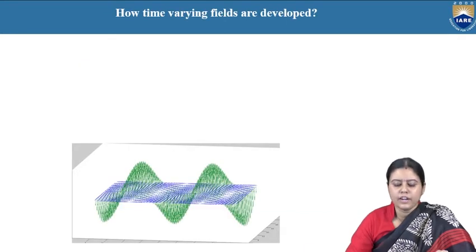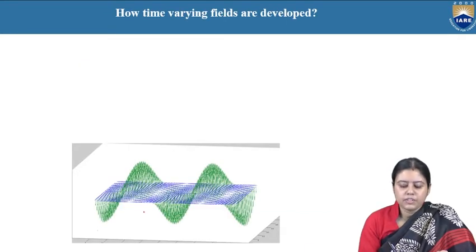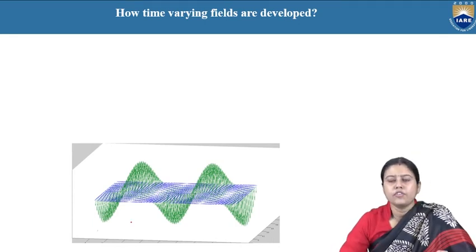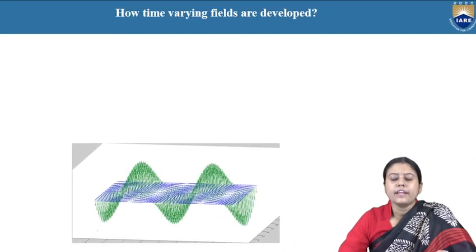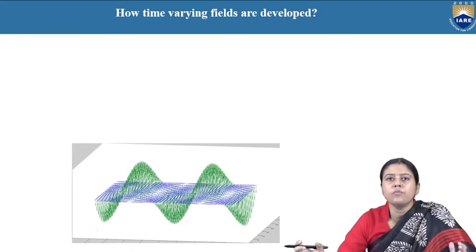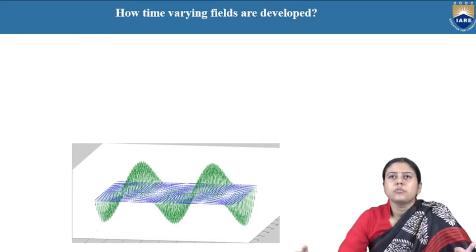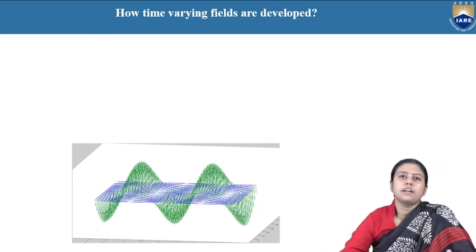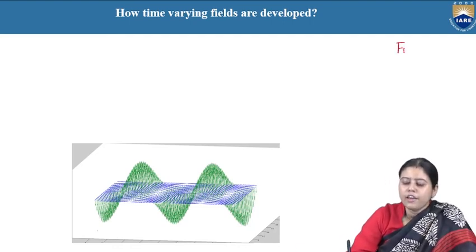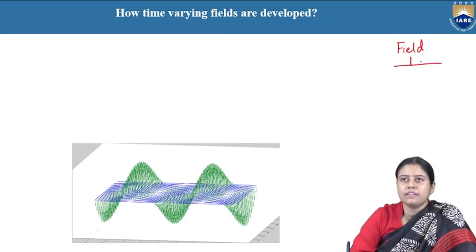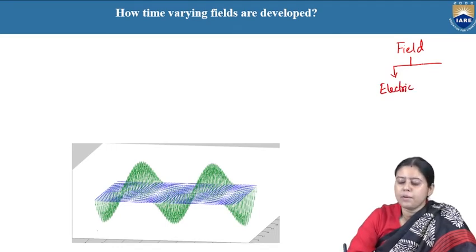First we will start with the time varying electromagnetic field. What is the meaning of a time varying electromagnetic field? Already we have discussed the magnetic field before. So what is a field? A field means the area where we can feel some force. Just a quick revision: field is basically of two types in electricity. One is the electric field and another is known as the magnetic field.